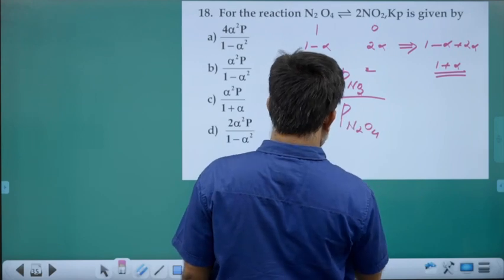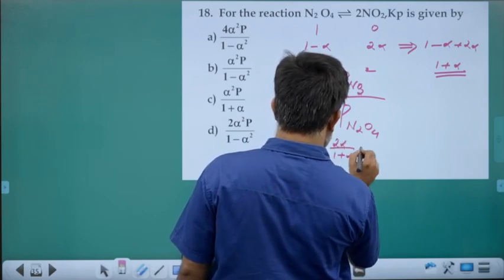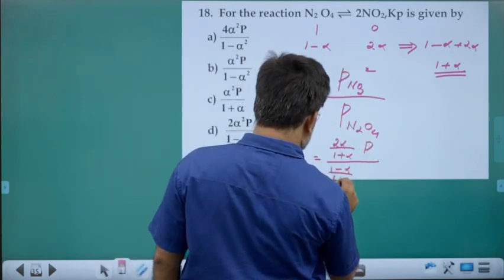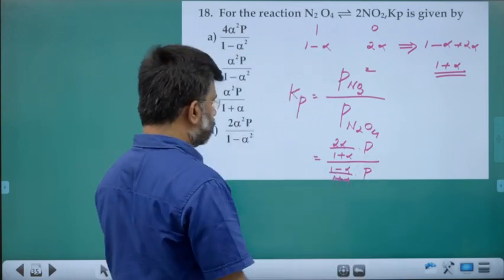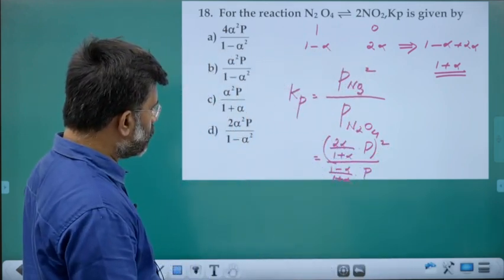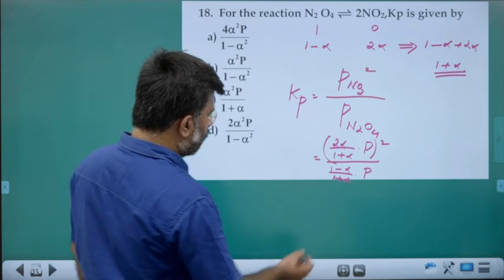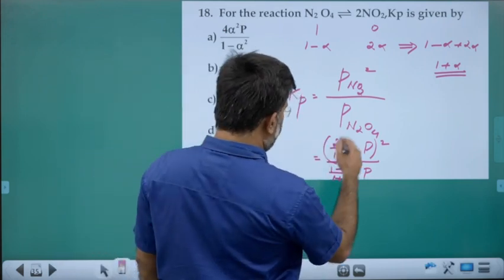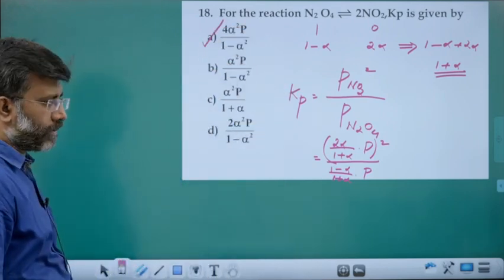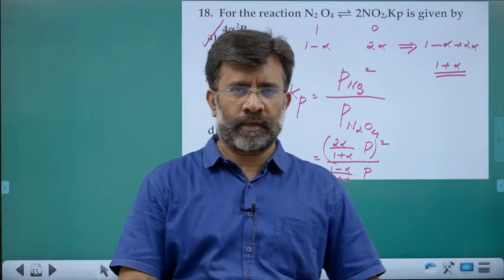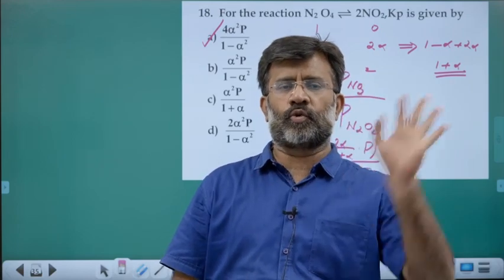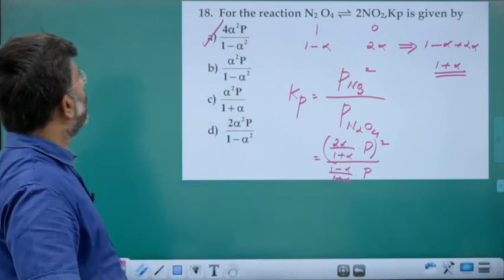What is the mole fraction of this? 2 alpha by 1 plus alpha into total pressure divided by mole fraction of this, 1 minus alpha by 1 plus alpha into total pressure. And remember, this is the whole square. Now 1 P will cancel, 1 P will cancel, 1 of the 1 plus alpha will cancel. So you get 4 alpha square P by 1 minus alpha square. Not only for this equation, for every reaction A giving 2B, this will be the result. Okay, next.